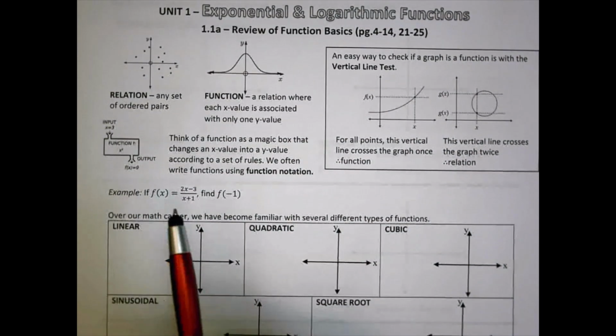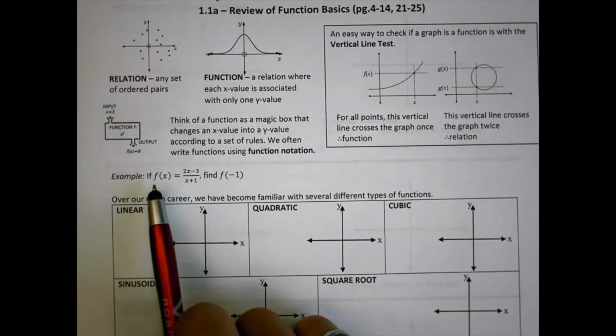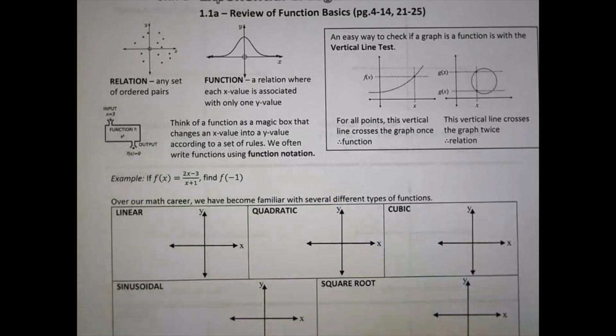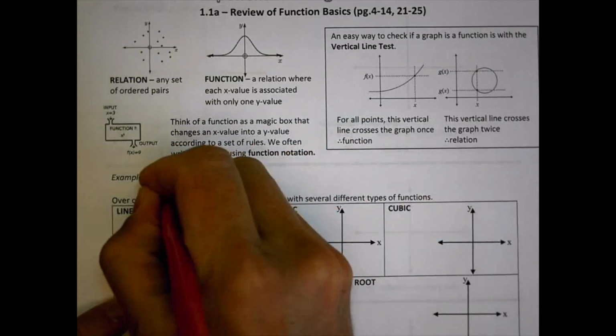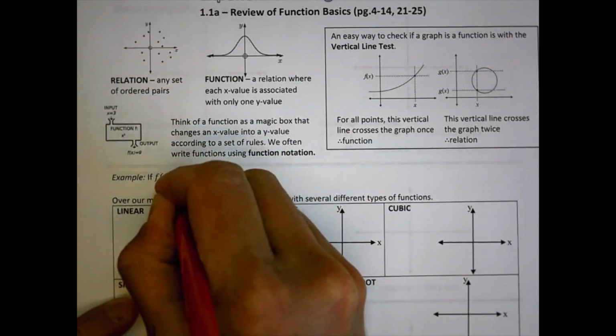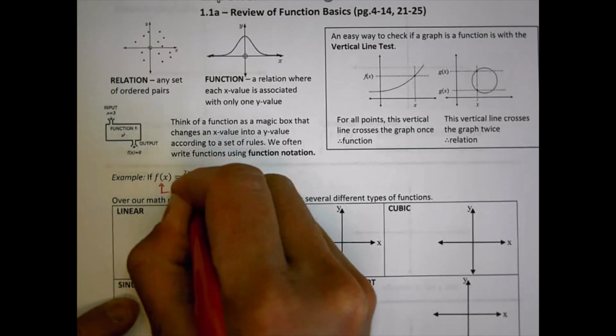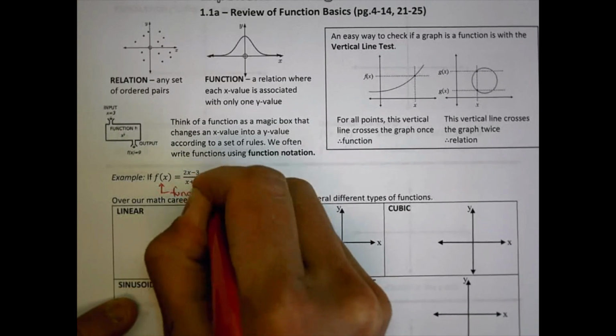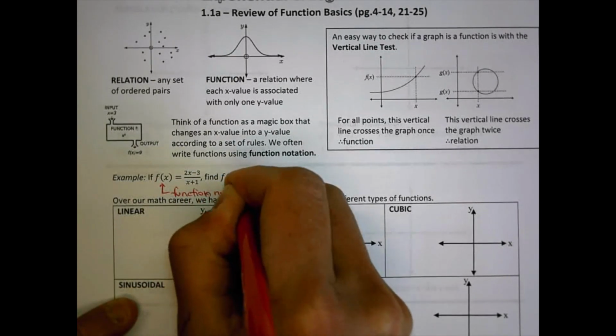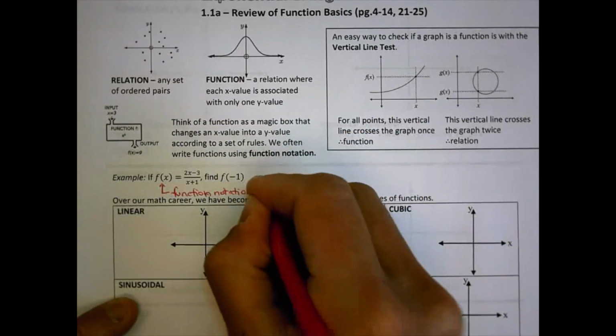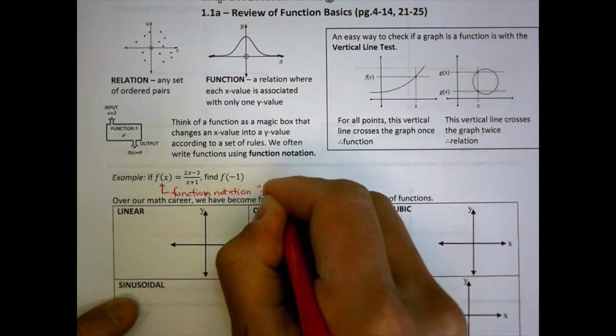And another thing you would have learned last year is how to use function notation. So instead of saying y equals something, we write f of x, f with bracket x. This is called function notation. And what we say, and I'll write that in quotations, is "f of x."